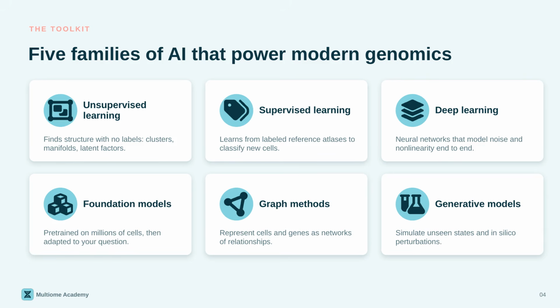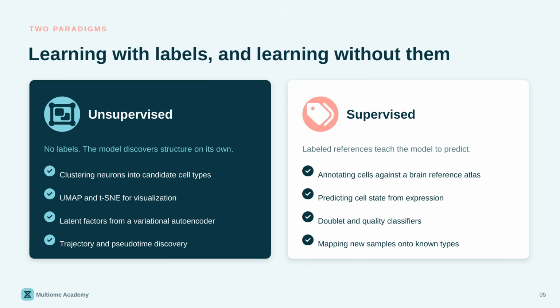Unsupervised learning finds structure with no labels. Supervised learning classifies cells from labeled reference atlases. Deep learning models noise and nonlinearity end-to-end. Foundation models are pre-trained on millions of cells, and generative models let us simulate states we never measured. It helps to separate 2 paradigms. Unsupervised methods discover structure on their own, clustering neurons into candidate types, and building maps with UMAP. Supervised methods learn from labeled references, annotating new cells against a brain atlas and predicting their state.